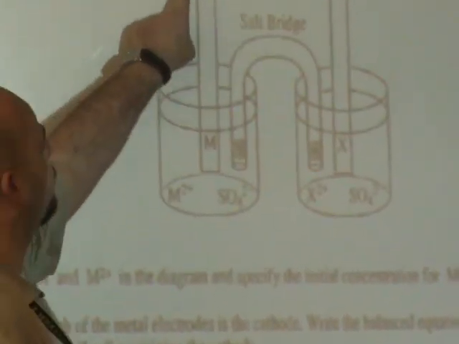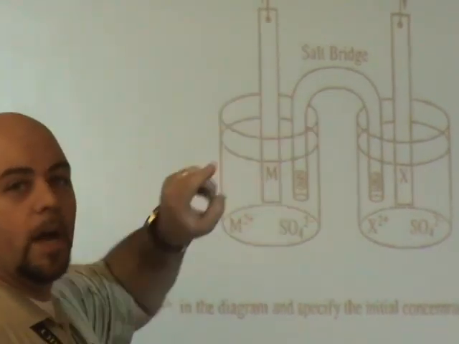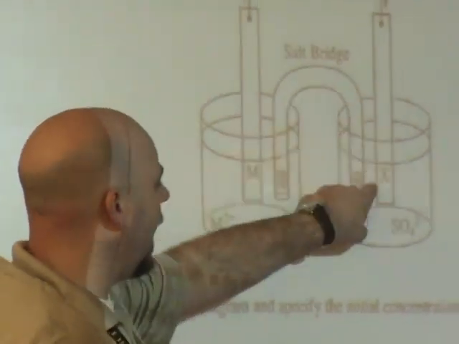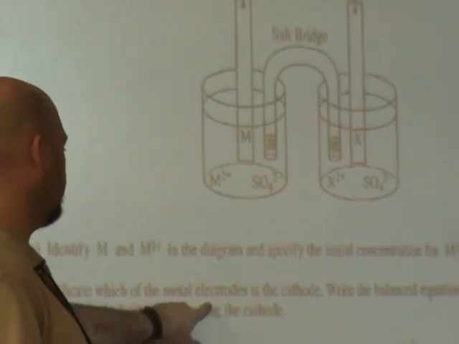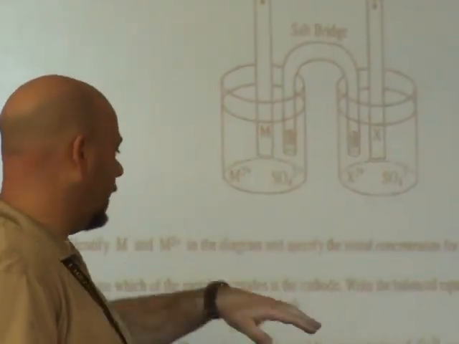Then indicate which of the metal electrodes is the cathode. Well, we said since the electrons are generated at this electrode, that is where oxidation occurs. Therefore, X must be the cathode. So which of the metal electrodes is the cathode? X. That is the one that is gaining electrons.